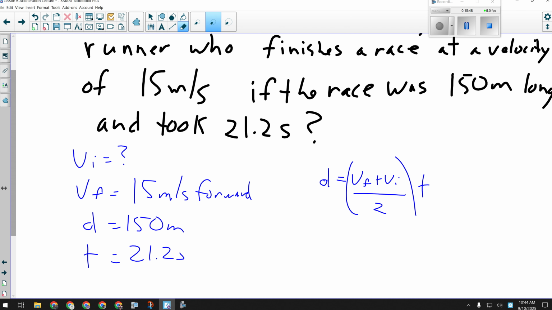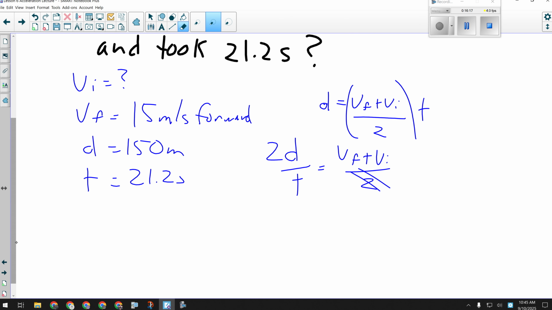So we are looking for VI. What should I do with T? Divide it over. Yep. Equals VF plus VI over 2. All right, what should I do with the 2? I'm dividing by it, I want to multiply by it. So that's gone. What do I do with the VF? Subtract it. So I'm going to have 2D over T minus VF will give me VI. So 2 times 150 over 21.2 seconds minus 15. That should give me my VI.